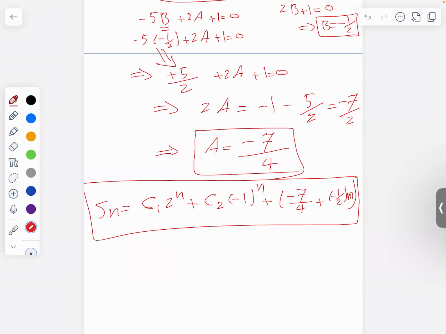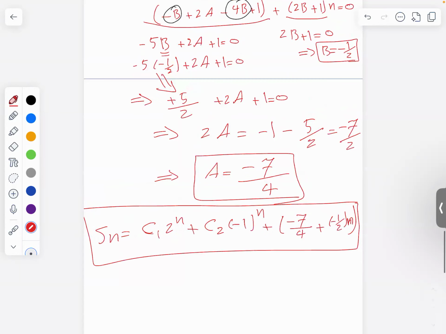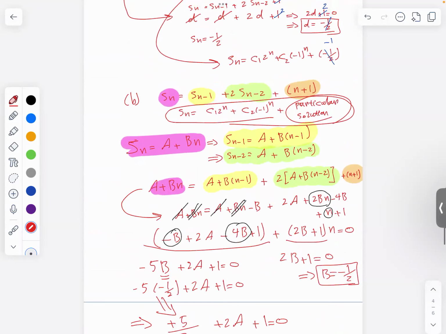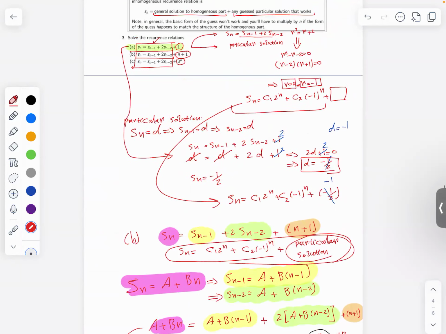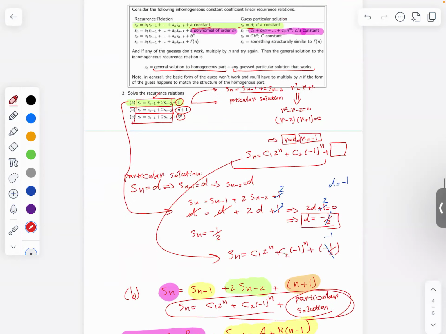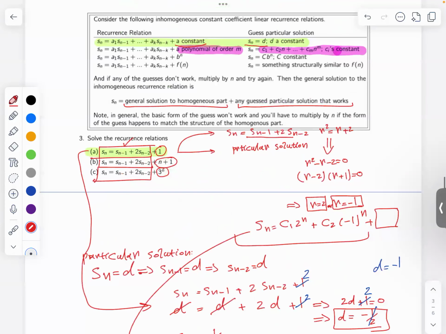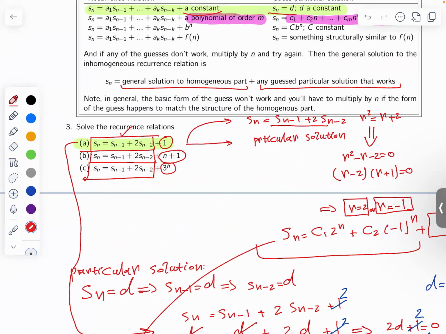Is there any question about this? Do you want me to explain anywhere? We can do part C as well. So part C, 3 power n. The first one is just the homogeneous part plus the non-homogeneous part, which is something power n, 3 power n. The particular solution will be C times B power n.